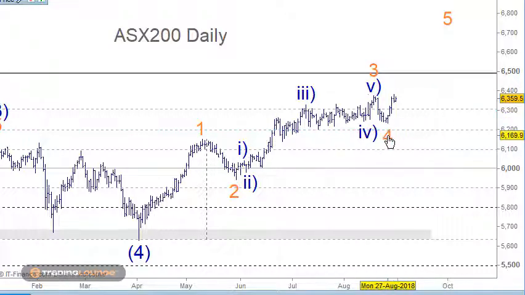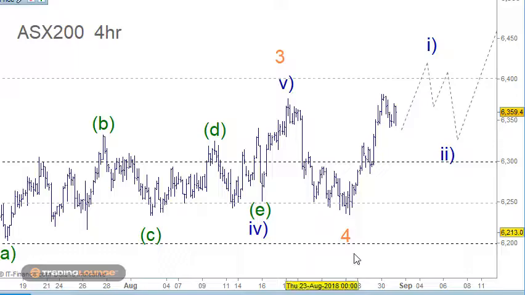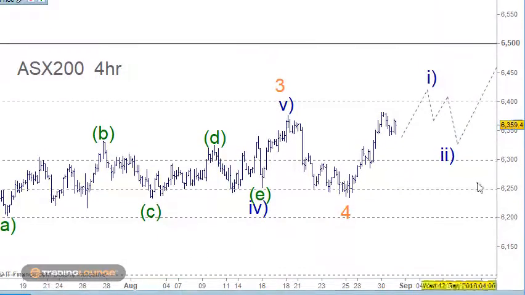What we will be doing though is looking for this little structure here. Let's just go into the 4-hour chart, and we'll play it with what we know at this stage. In this little structure, we've got wave 1 and 2, and 3 and 4. So we're looking for wave 5 to move up for Friday and Monday, and then a corrective pattern occurring here.